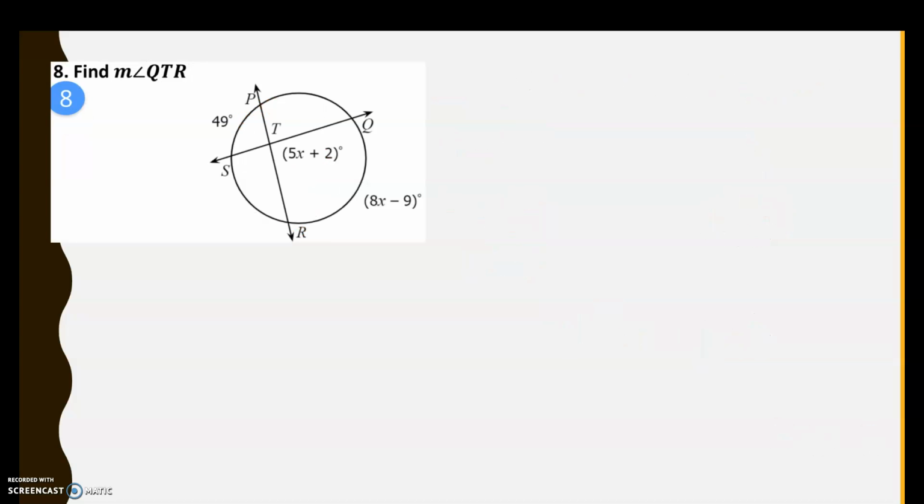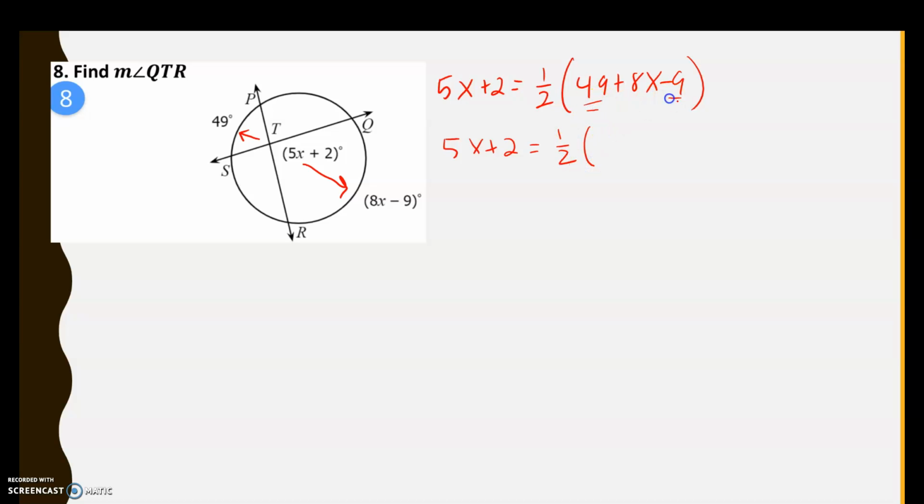Number 8, I have an inside angle. With my inside angle, not going through the center, just an inside angle, I know it's going to be the average of the arcs that it makes. So going out this way, I'm going to take my inside angle, 5x plus 2, and that's going to be equal to 1/2 of the 2 arcs, which is going to be 49 plus 8x minus 9. 5x plus 2 is equal to 1/2 of 49 minus 9 is going to give me 40 plus 8x.